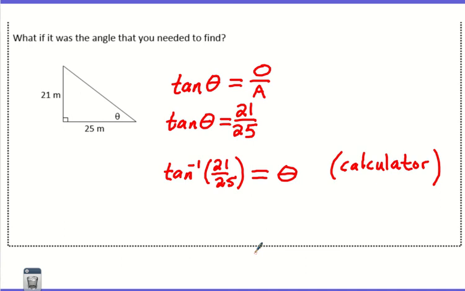Okay? So, using our calculator, we have to hit the second button, like the shift button. So we do second tangent, which accesses the inverse tangent. And now I'm just going to do 21 divided by 25 right here on the calculator in parentheses. And the calculator says that theta is about 40.030 degrees.